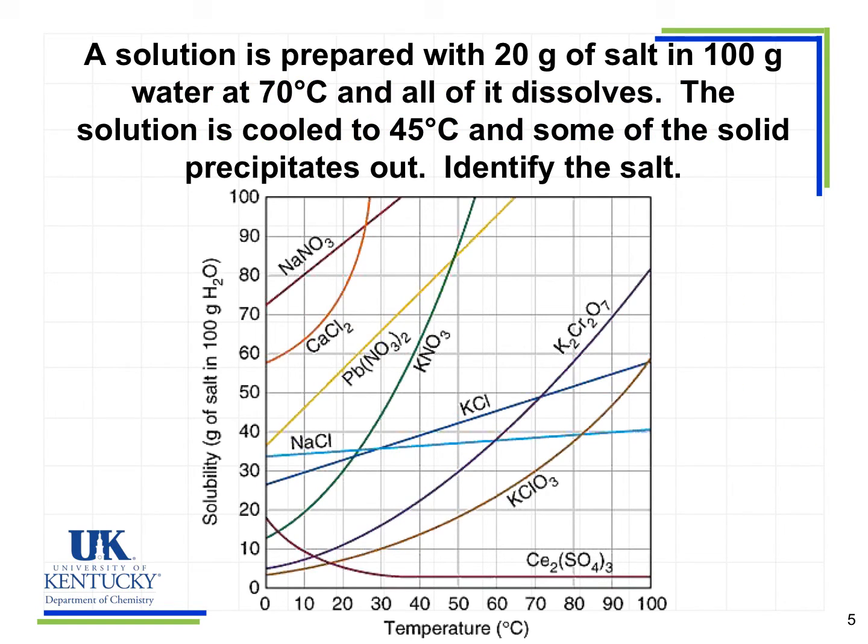So this problem is a little bit different using our curve, and we say a solution is prepared with 20 grams of a salt, so one of these compounds, we don't know which one, in 100 grams of water, and I see that's the same, so I'm not going to have to do any scaling, at 70 degrees Celsius. So 20 grams of our compound, 70 degrees Celsius, and all of it dissolves. Okay, so it's completely soluble.